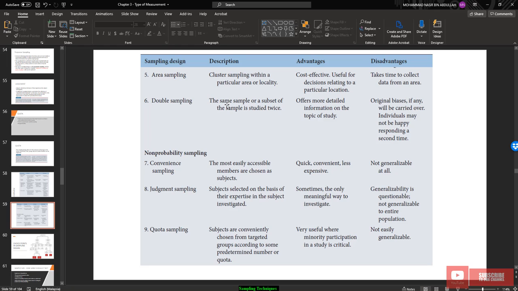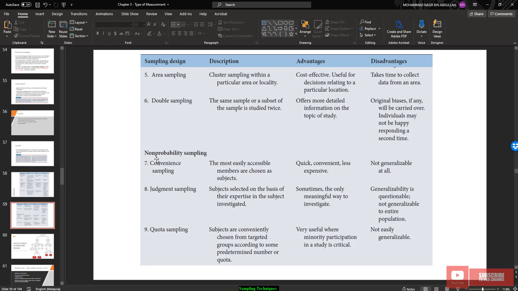Double sampling, the same sample or subset is studied twice. It offers more detailed information on the topics of the study, right? And the disadvantage is that original bias, if any, will be carried over. Right. Individuals may not be happy responding a second time. So when you are asking the same question, or maybe a different set of questions, to the same respondent, maybe the respondent will not be happy.